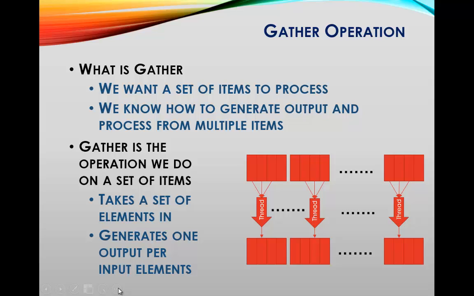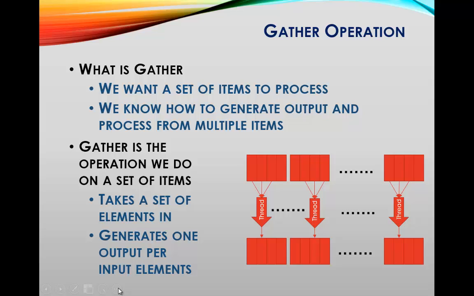Next order of our business is going to be the scatter operation. Let's see, or the gather operation. Let's see how gather does this work. In the gather operation, we want a set of items to process. Also, we know how to generate the output that is calculated based on a number of items within the set of items that we need to process. Gather is the operations we do on these elements. We take a set of elements as an input, generate one output, pair a number of input elements, and then we store them.